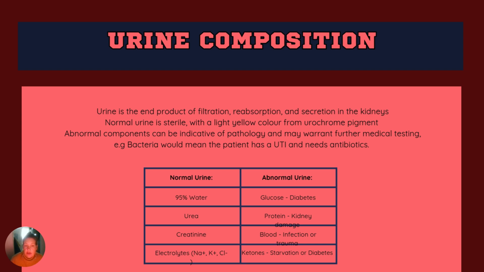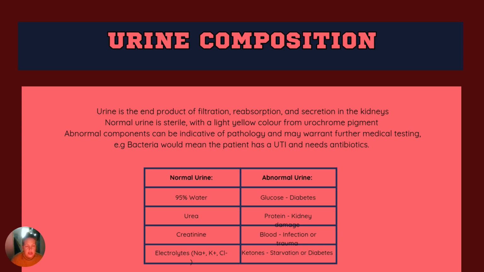Normal urine is sterile with a light yellow colour from urochrome pigment, and abnormal components can be really indicative of pathology and may warrant further medical testing. So bacteria would mean that a patient has a UTI and needs antibiotics. It's really important that we ask our clients how their water is, and if they are having any pain or any problems with excreting urine, then we need to try and figure out whether we need to get them to go to a doctor to see what is going on and to have that urine tested.